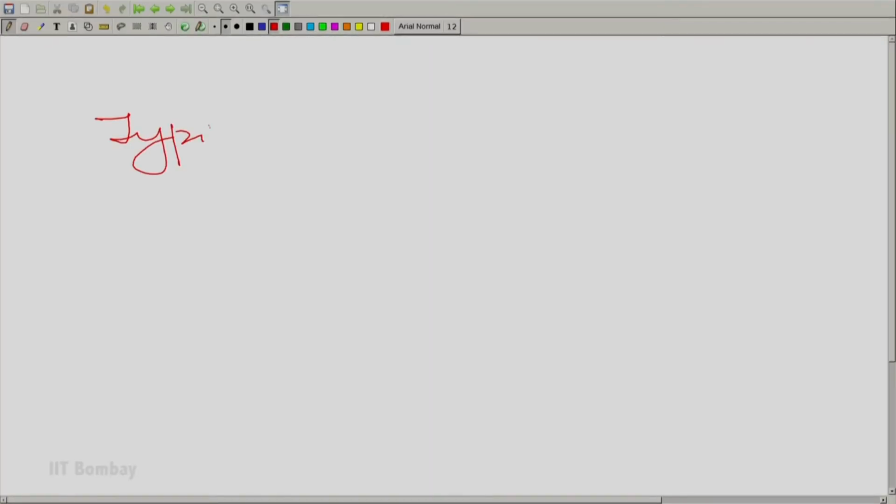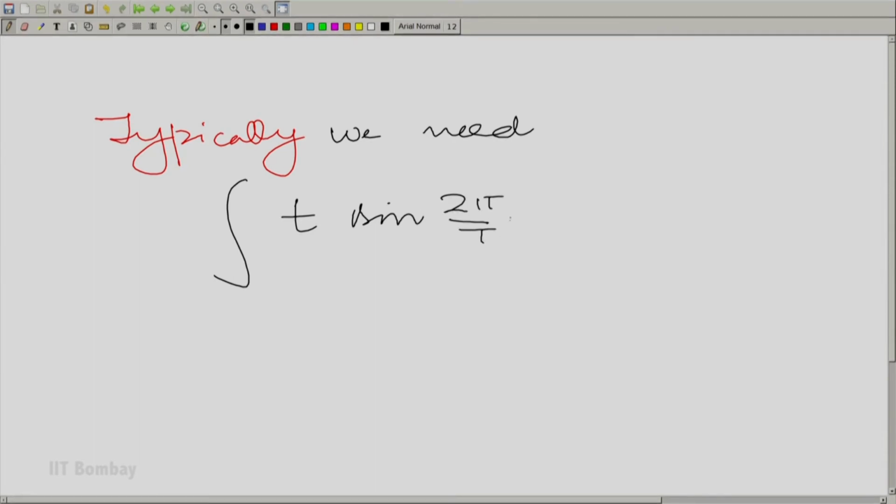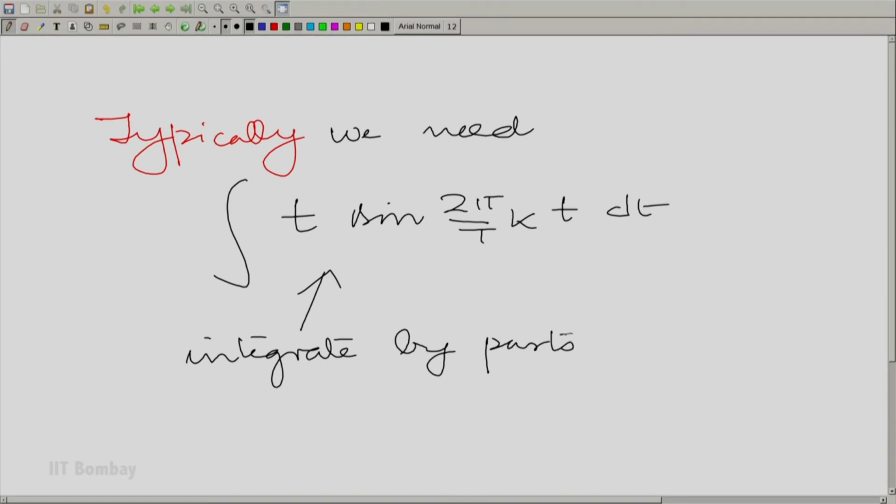Okay. So, I will also just show you how to evaluate an integral of this kind. So, let us do that evaluation. I will just show you the indefinite integral that you need to evaluate. Typically, the indefinite integral that we need is something like this: integral t times sine 2 pi by T times kt dt. Now, the approach to evaluating this integral is by parts.